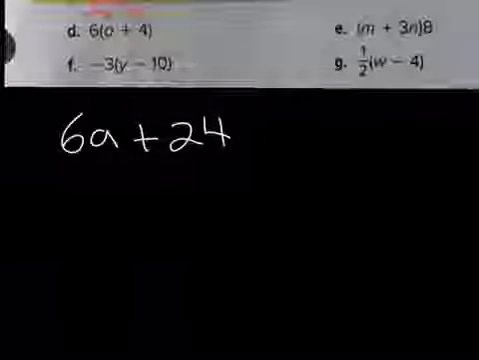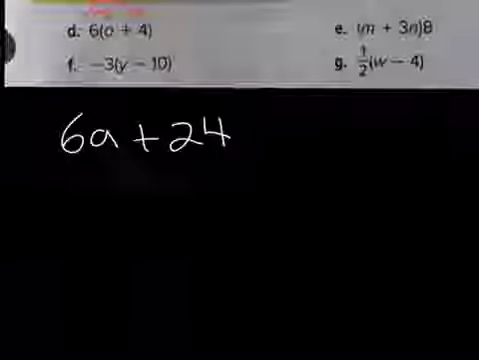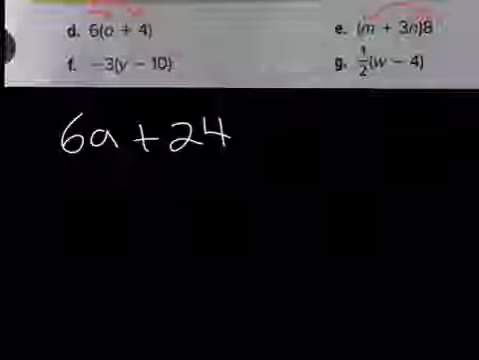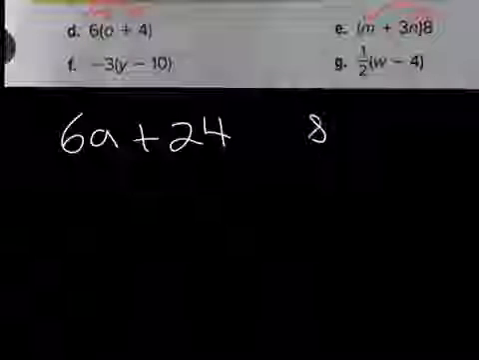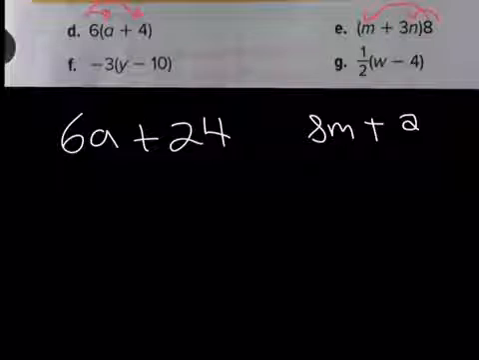Okay, for D, I'm going to multiply 6 times A and then 6 times 4, and I'm going to get 6A plus 24, because 6 times 4 is 24. And then I'm going to do the same thing on this side where I multiply 8 times M and 8 times 3N, and I'm going to have 8 times M is 8M plus 24N.